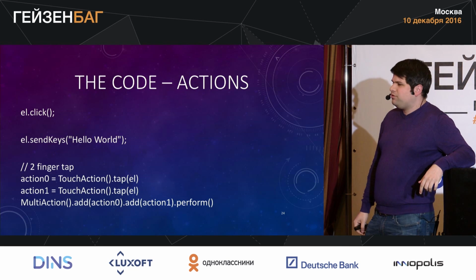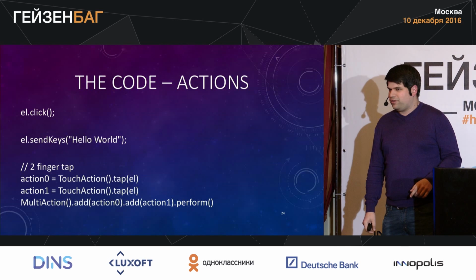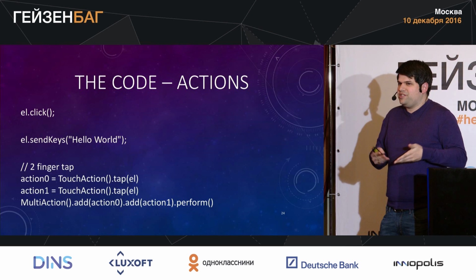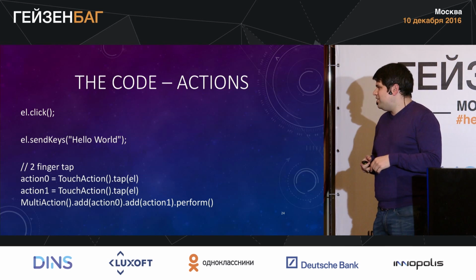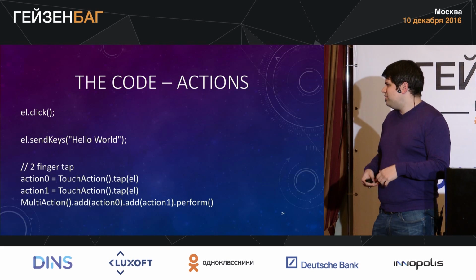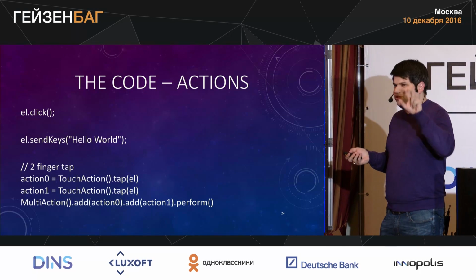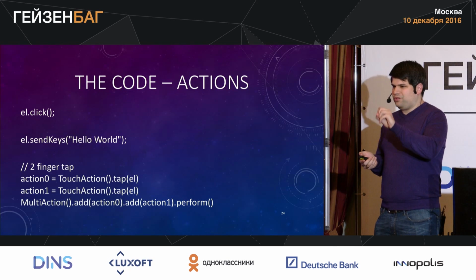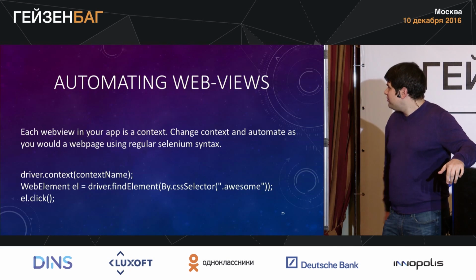Actions are very simple, so we call it click. We all know that it means tap, but we call it click just because we're legacy tied to Selenium. Send keys opens the keyboard, sends some keys. Two-finger tap, you can now do multi-touch. You use this thing called action chains. You build an action and then you perform it. In this case, we add a touch with one finger, add a touch with another, and then we perform it. That is a two-finger touch action. There are all sorts of examples of two-finger swipe, the claw, all the crazy ones they have. You can do all of them with Appium.